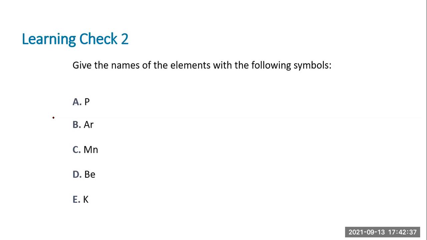So let's take a look at some of these here. What are the names of each of these? P is phosphorus. Ar is argon. Mn is manganese, not magnesium, but manganese. Be is beryllium, and K is potassium.